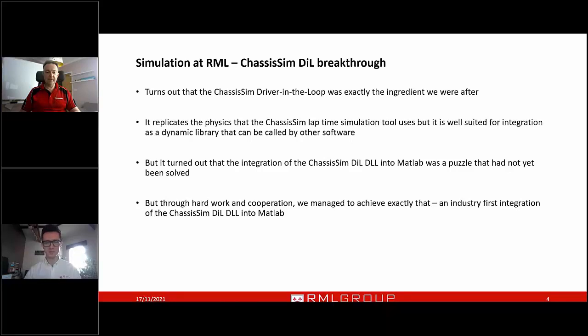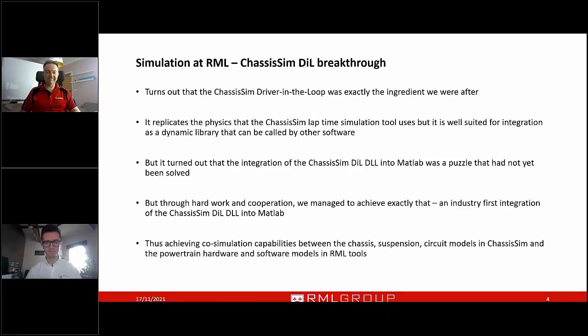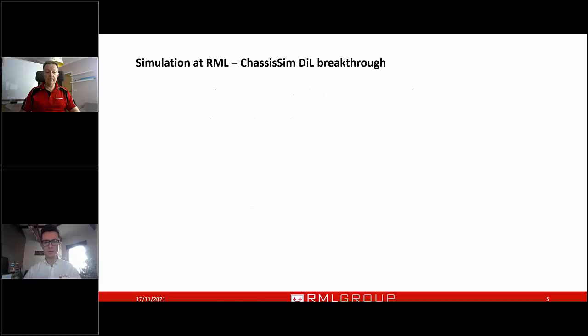So that's been amazing. And we managed to integrate the driver-in-the-loop DLL, managed to call it from MATLAB, which I believe is the first. And that has enabled us to achieve co-simulation, true co-simulation between our own in-house powertrain hardware and software models and all the capabilities that ChassisSim comes with in the chassis, suspension, and circuit modeling.